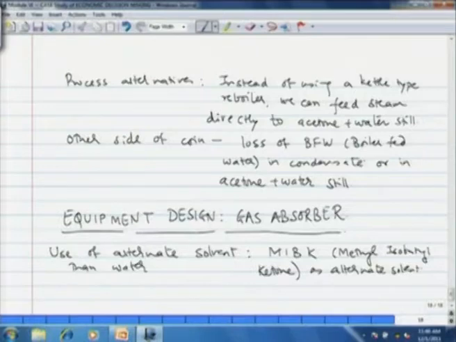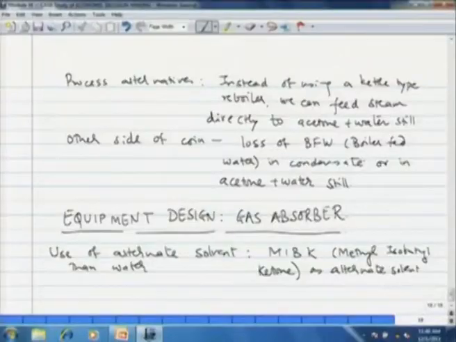I mentioned to you in the previous lecture that while doing the material balance, we have not accounted for the loss of water that occurs through the exiting air. The air that is exiting from the absorber is likely to be saturated with water vapor. Therefore, not all of the water that is fed to the absorber comes out of the absorber. There is always some evaporation loss.